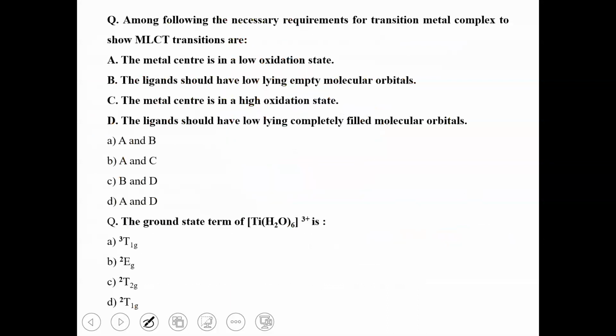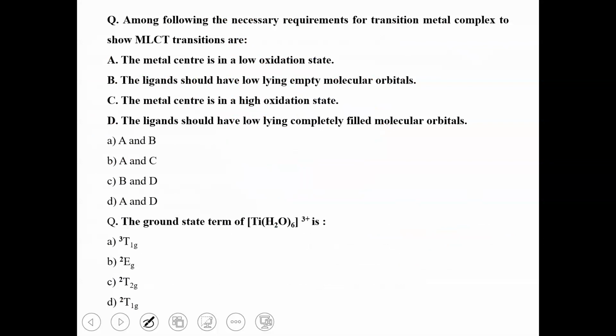So the next two, among the following, the necessary requirements for a transition metal complex to show metal to ligand charge transfer transitions are. So here are the four conditions you have been given. First, the metal center is in low oxidation state. That means the metal has a higher electron density, so it can easily transfer. Okay, the ligand should have low lying empty molecular orbitals. Low lying means low energy.